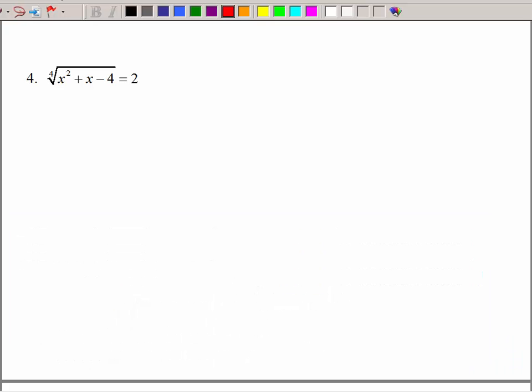All right, now we have a fourth root. Well, is it by itself? Let's see. That's all by itself on one side of the equal sign. So we can just get rid of that radical by raising each side to the appropriate power. And this time, since it's the fourth root, we want to raise it to the fourth power. And 2 to the fourth power is 16.